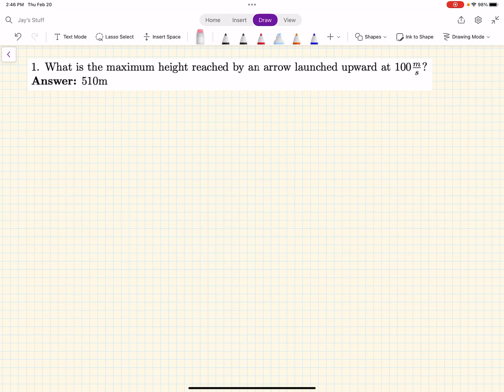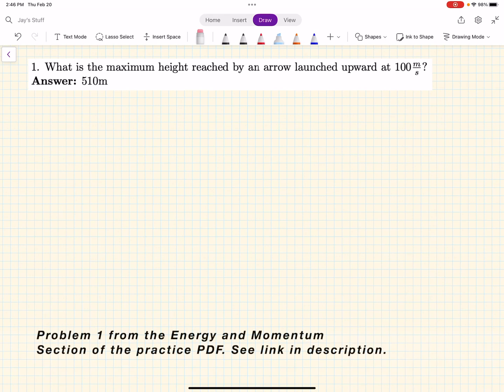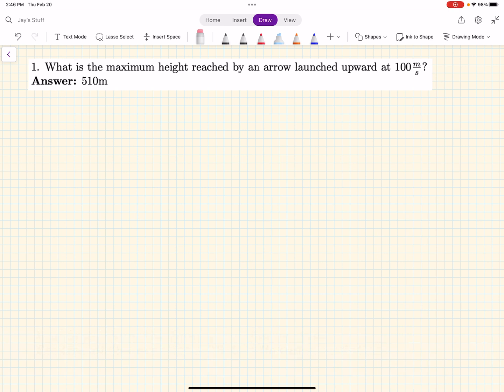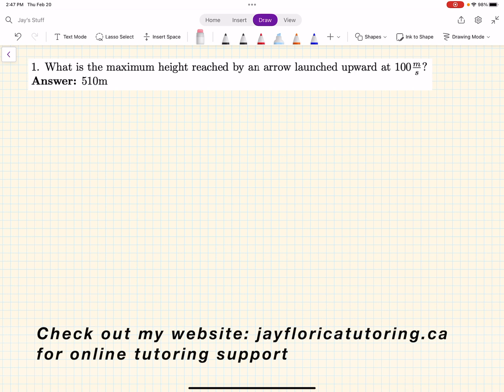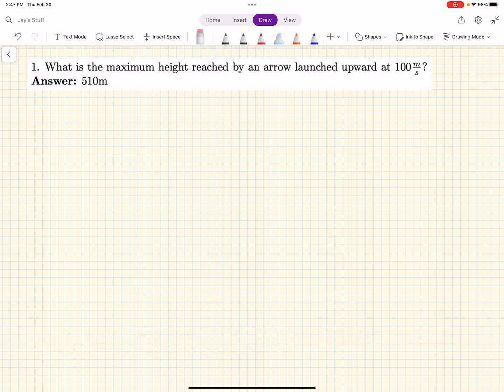Here we have an energy question. We're being asked to find the maximum height reached by an arrow if it is launched upwards, so directly upwards, with an initial speed of 100 meters per second. Previously, we would have used kinematics to solve this question. Now we're going to use energy, particularly the concept of conservation of energy.